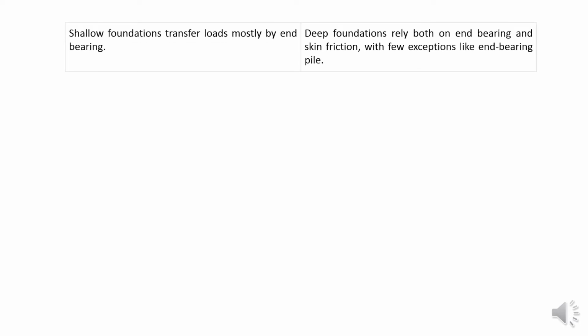Then, based on the load transfer, the shallow foundation transfers the load mostly by end bearing. A deep foundation relies on both end bearing and skin friction, with few exceptions like end bearing piles.